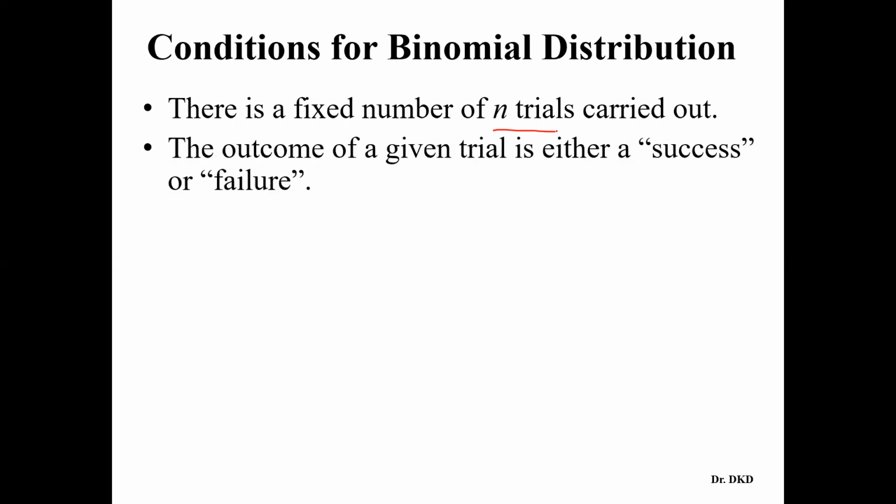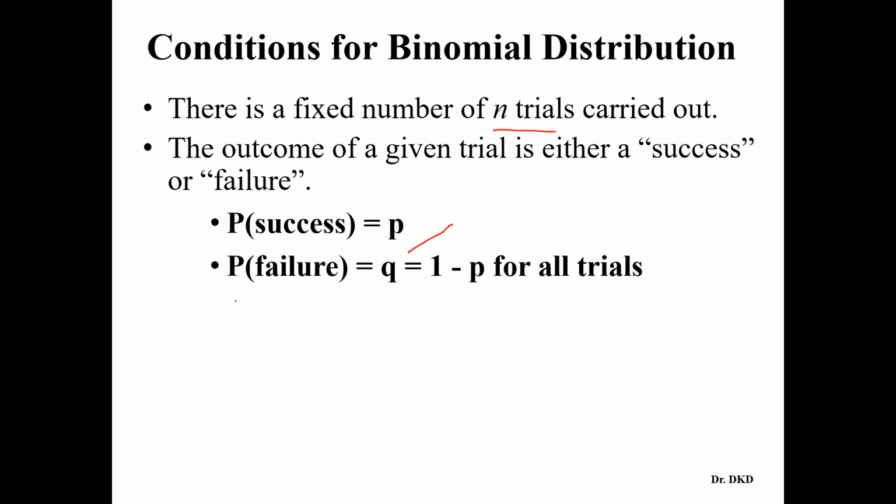Some important conditions of the binomial distribution: there is a fixed number of n trials carried out, and the outcome of a given trial is either success or failure. Like when we toss a coin, we get head or tail. Patients admitted to our ICU may be cured or not cured, or may die or survive. Probability of success is denoted by p. Probability of failure is denoted by q, and we can find q as 1 minus p.